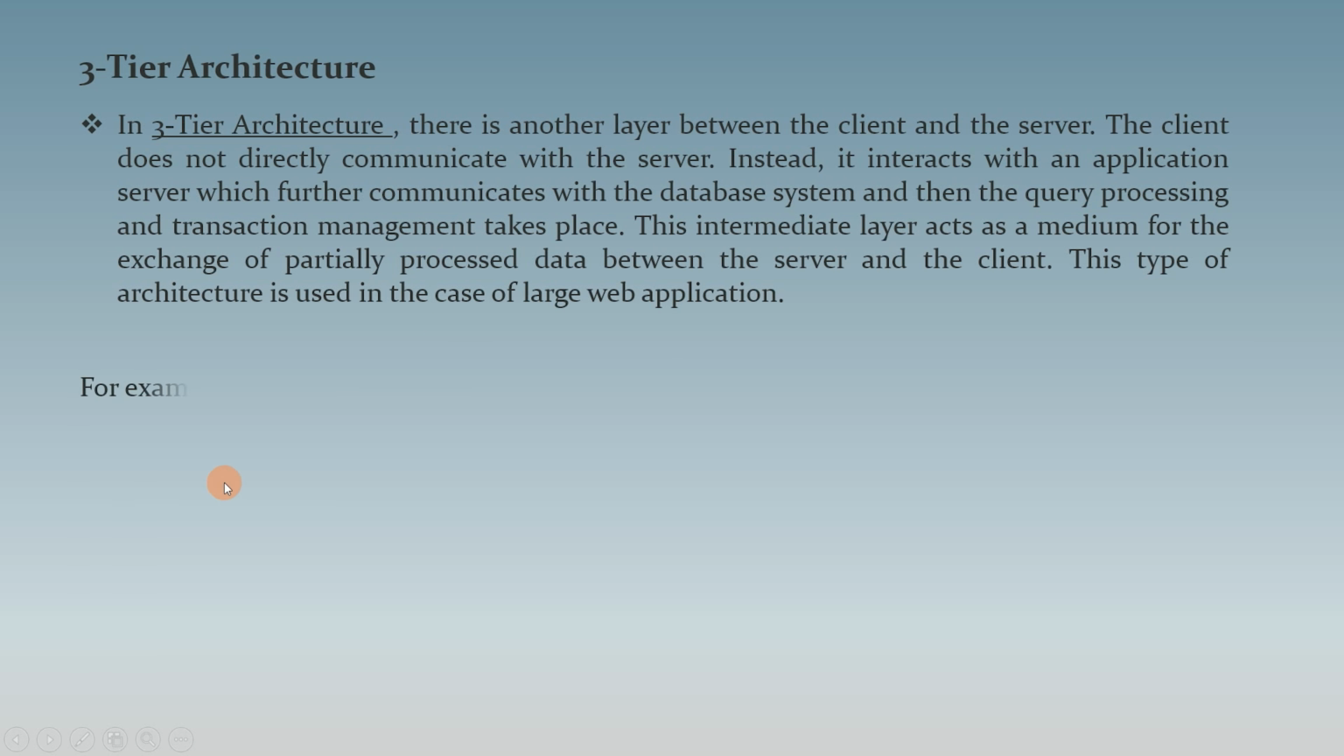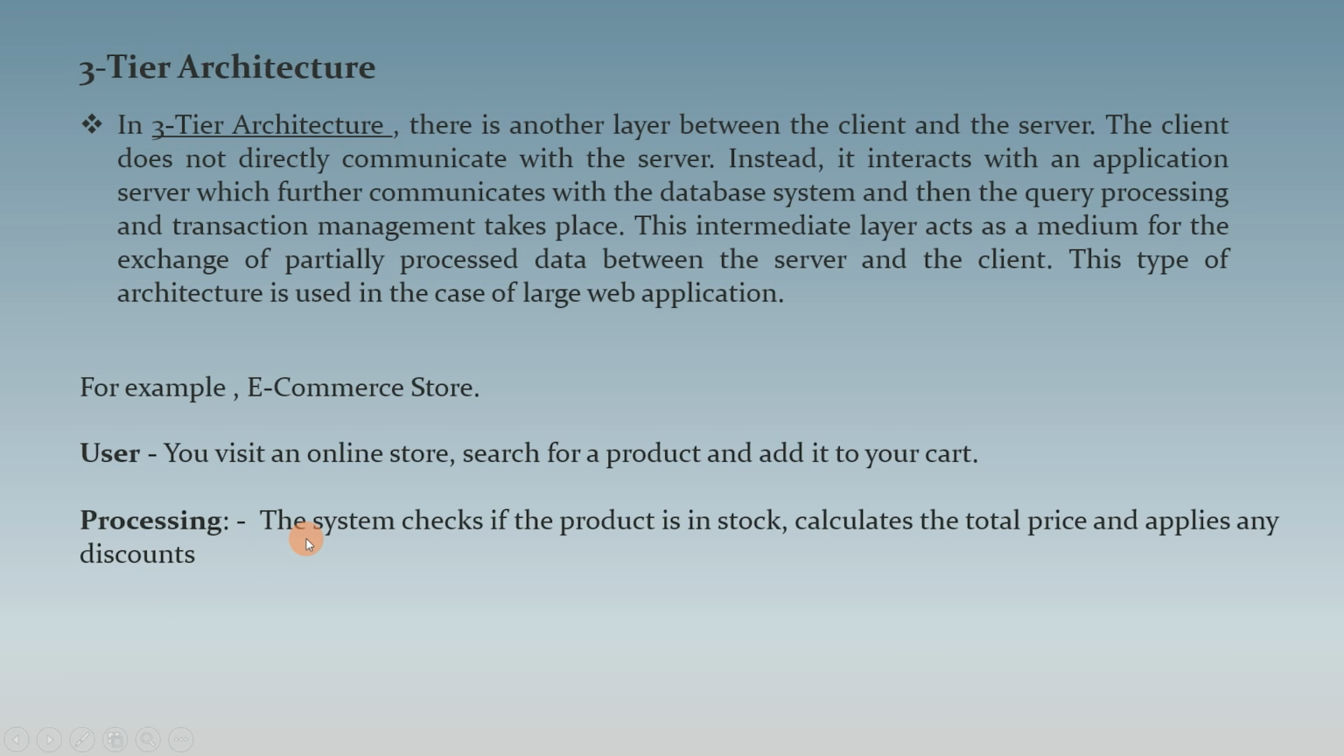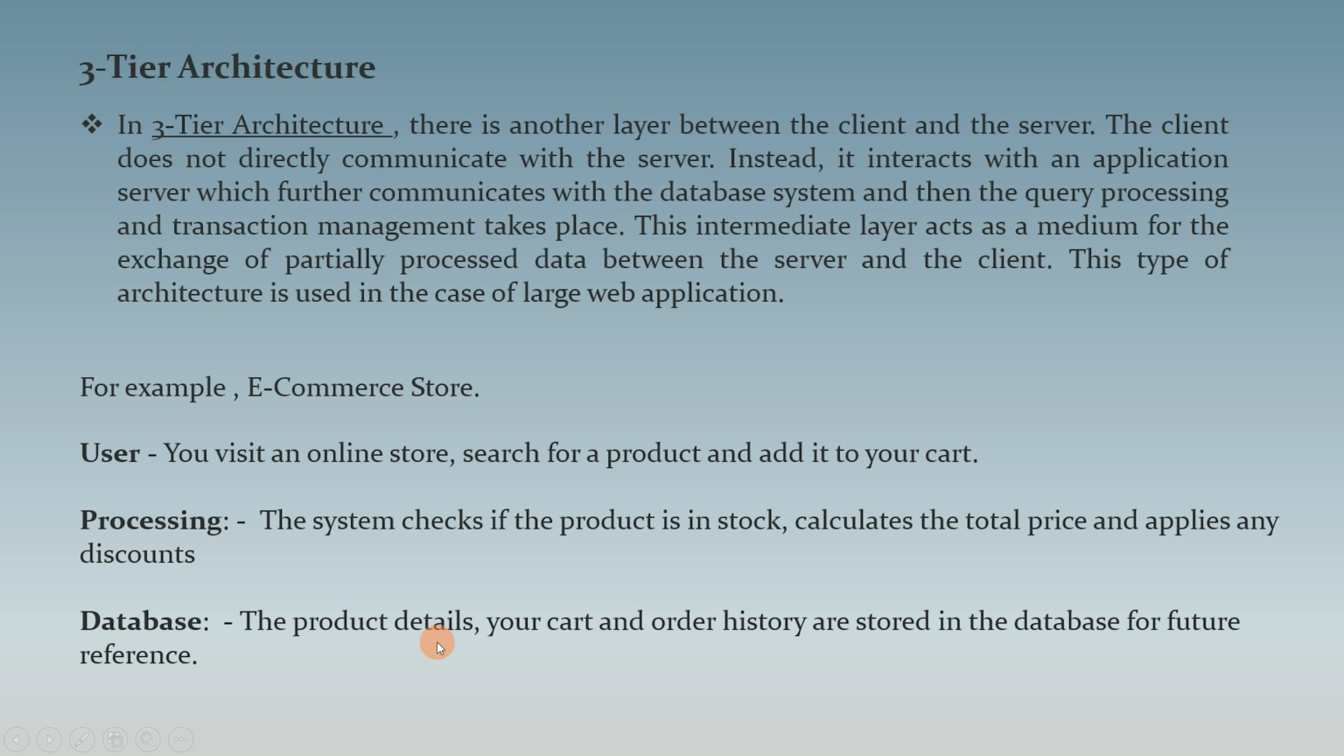For example, e-commerce store. User: you can visit an online store, search for a product and add it to your cart. Processing: the system checks if the product is in stock, calculates the total price and applies any discount. And now the functioning of database. The product details, your cart and the order history are stored in the database for future reference. So, this is the workflow of e-commerce store.